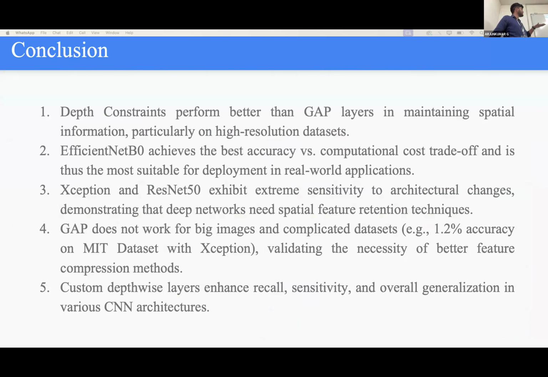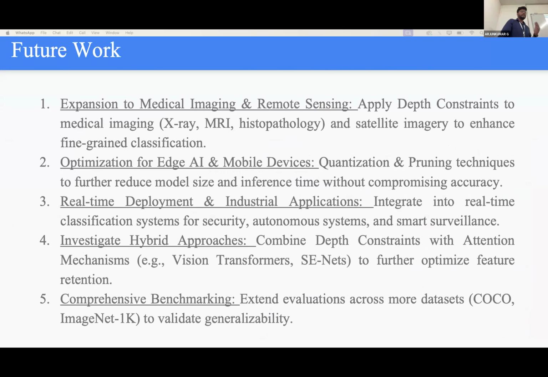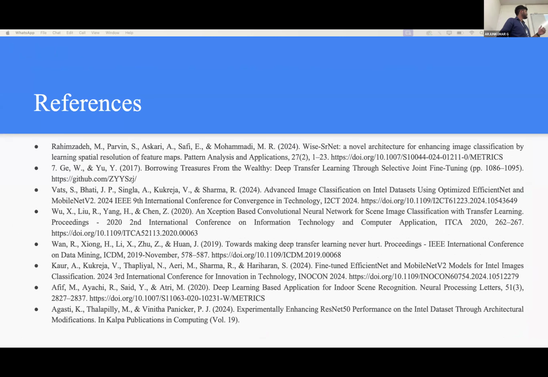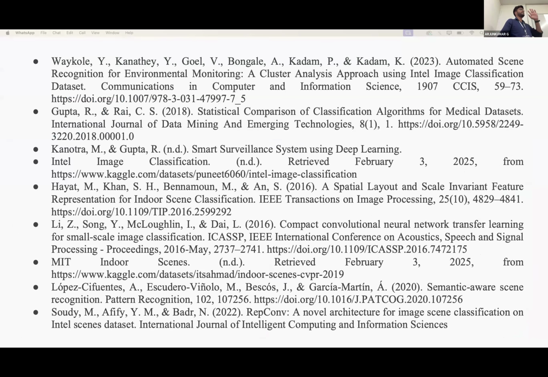These are the key conclusions. The depth constraint performs better than the GAP layer in every aspect. For future work, we are focusing on using these models for medical imaging and AI in different kinds of fields. These are the references which I used. I used a total of 15 different references, along with 2 different datasets.